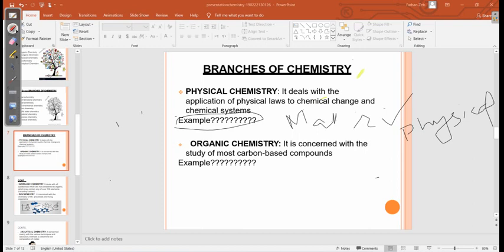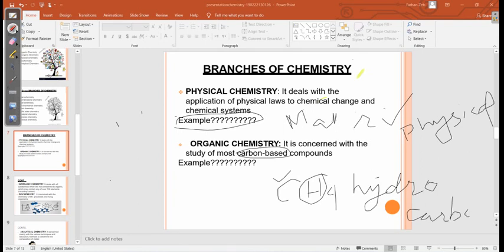So let's move on. What is organic chemistry? It's the second branch of chemistry. It's concerned with carbon-based compounds. Organic chemistry is based on carbon-based compounds. Let's write a simple compound, CH4. It's methane. It has carbon and hydrogen. These are also called hydrocarbons. Hydrocarbon means consisting only of hydrogen and carbon.